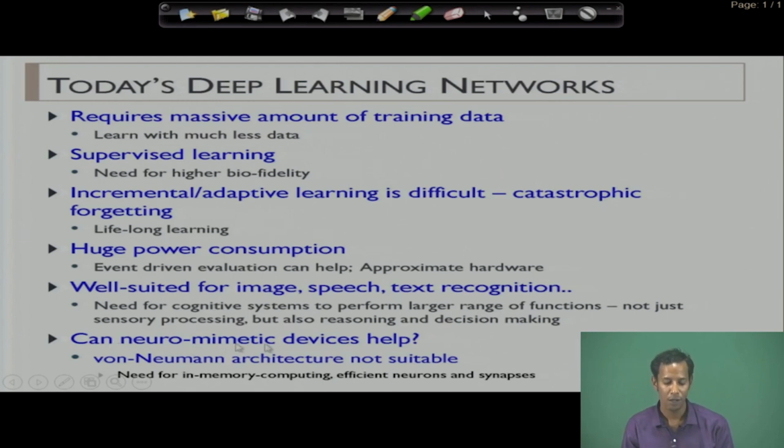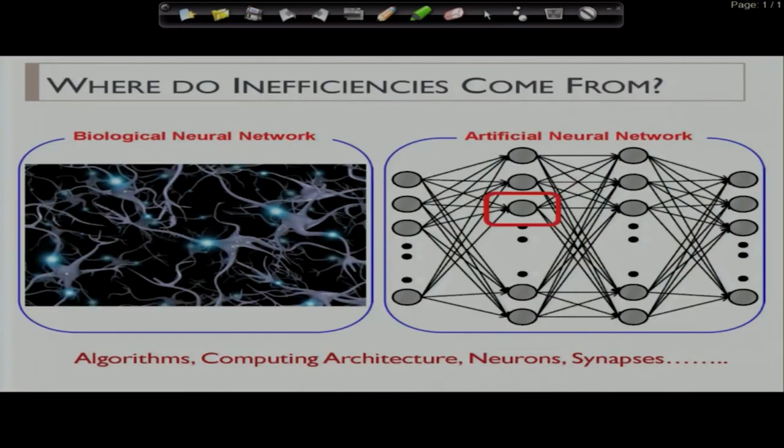Can a neuromimetic device help? People are trying to develop a new device. At the device level, circuit level, system level and algorithmic level, everywhere you have challenges, and you need to solve those problems so that you can get better results in terms of good learning in the deep neural network.